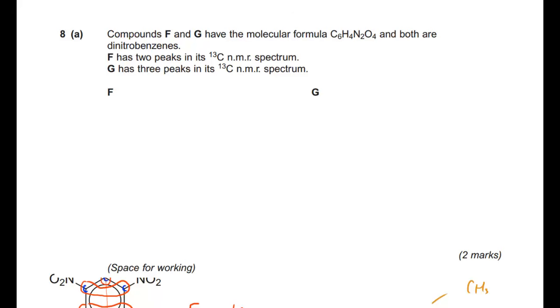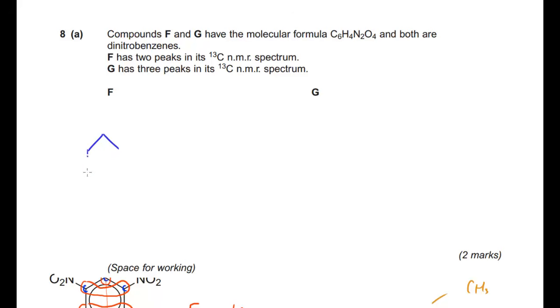If you're finding this really quite difficult, I wouldn't bother spending too much time. I'd go to the end of the exam and I'd use any spare time on this. I wouldn't spend 10 minutes on this because you're only getting 2 marks from it, so it's a waste of your time. So compounds F and G have the molecular formula C6H4N2O4 and are both dinitrobenzene. So straight away, I'll continue reading first. F has 2 peaks, G has 3 peaks.